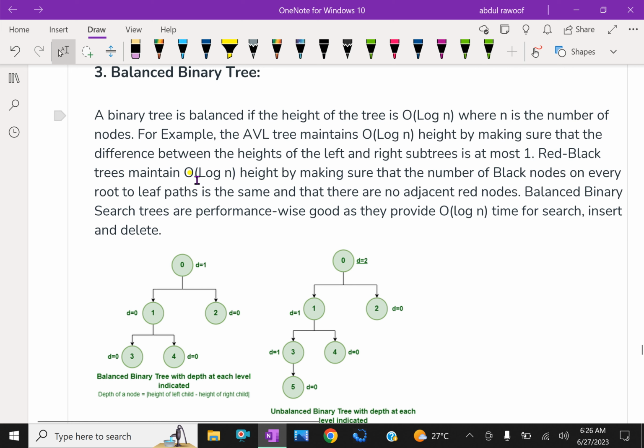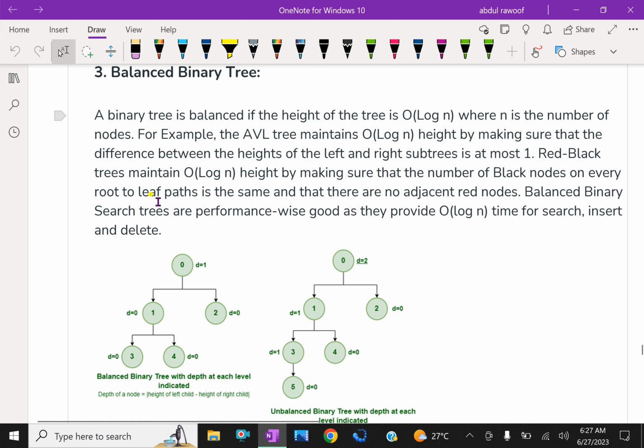Balanced binary tree. A binary tree is balanced if the height of the tree is O(log n), where n is the number of nodes. For example, the AVL tree maintains O(log n) height by making sure that the difference between the heights of the left and right subtrees is at most 1.